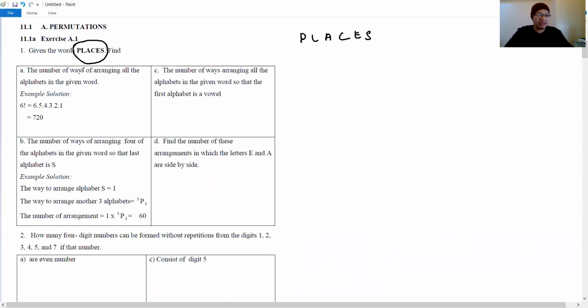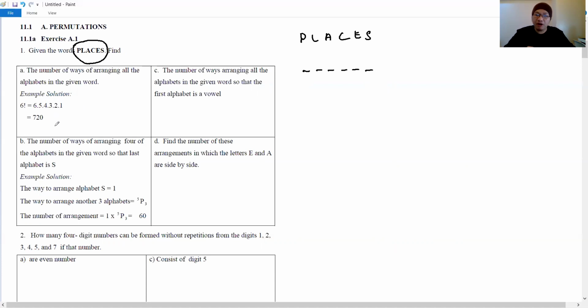So number 1, find the number of ways to arrange. The keyword is arrange, okay, that means NPR. Arrange all the alphabets in the given word. How many letters do we have? We have 6 letters. That means we want to arrange all these letters in 6 places. So how many ways to arrange? The solution here, number 1, we use 6 factorial. We can use 6 factorial to solve the problem. That is the first method. So 6 factorial equals 6 times 5 times 4 times 3 until times 1, and then you get 720.